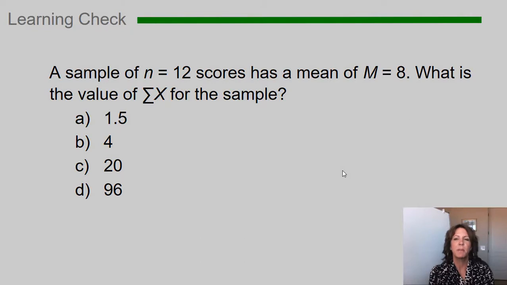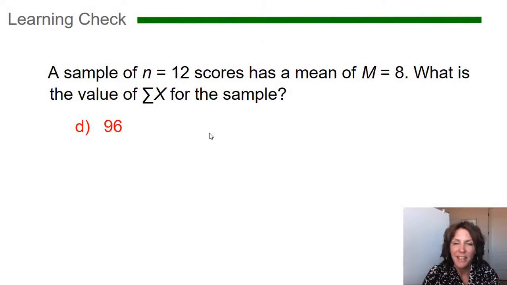Here's another one. A sample of 12 scores has a mean of 8. What is the value of the total of the scores for the sample? So think about the pizza example. The mean is the amount that everybody would have if it were divided up equally. There are 12 people and everybody has 8. So what is the value of the total? If you have to pause the computer, go ahead and do that.